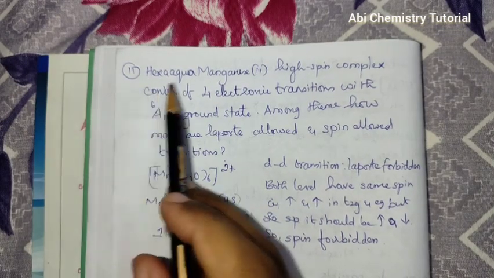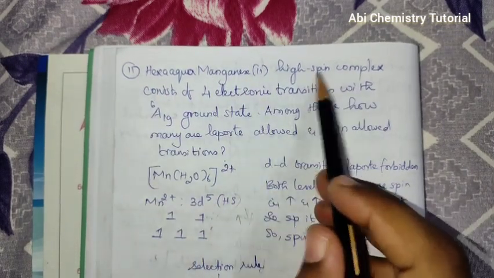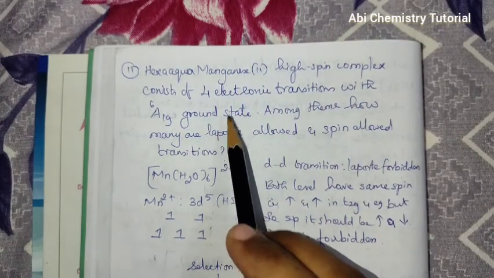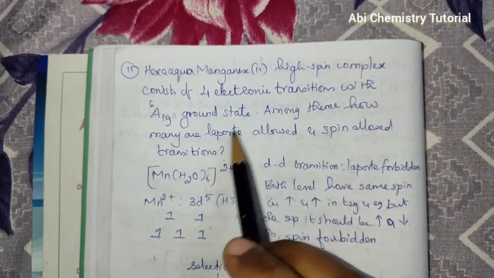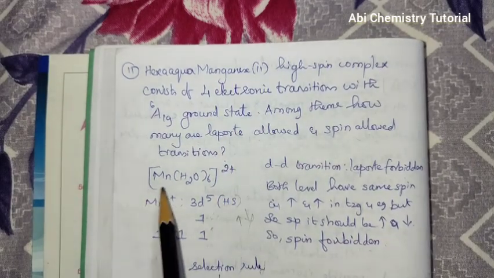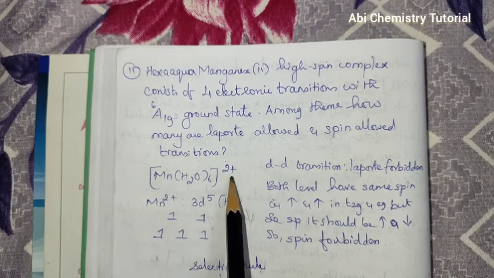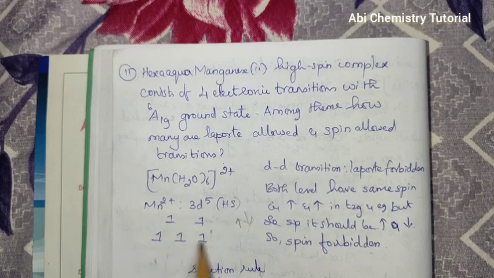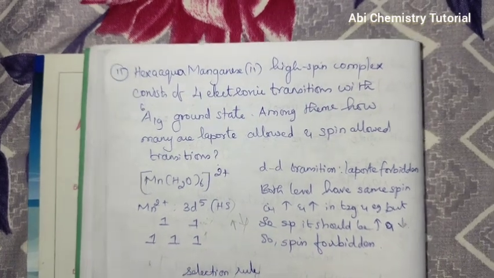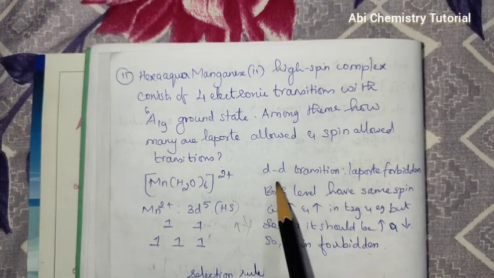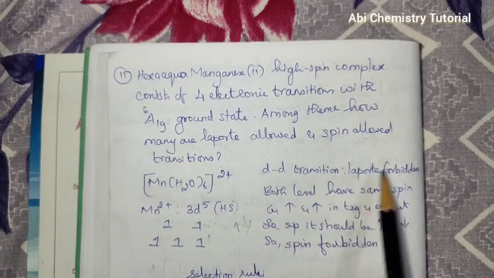11th question. Hexaaqua manganese(II) high spin complex consists of 4 electronic transitions. So among these 4 electronic transitions, which are Laporte allowed and spin allowed? So that is the question. So this is the complex hexaaqua manganese 2 plus, and since it is high spin, 3d5 is written like this. So the transition must be a d-d transition. So d-d transition is always Laporte forbidden.